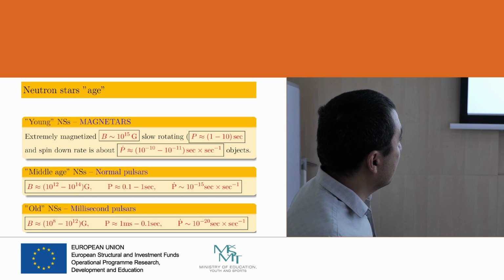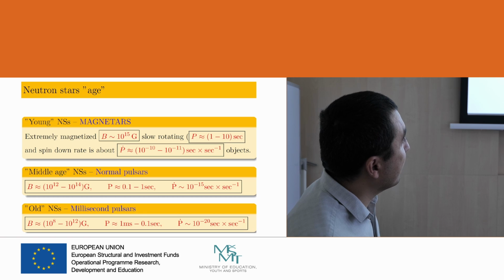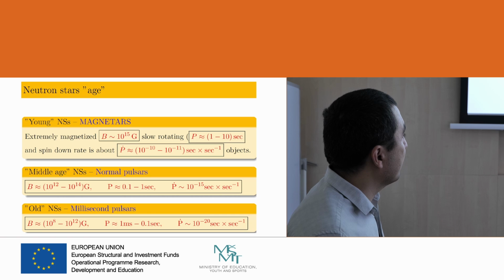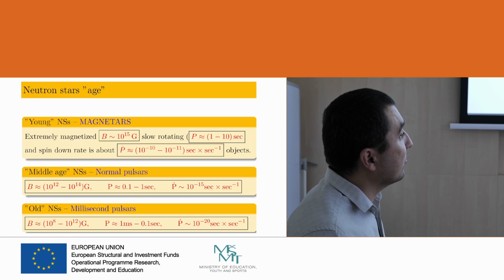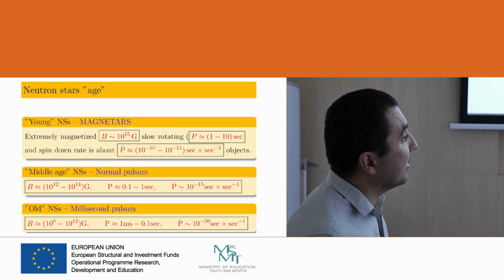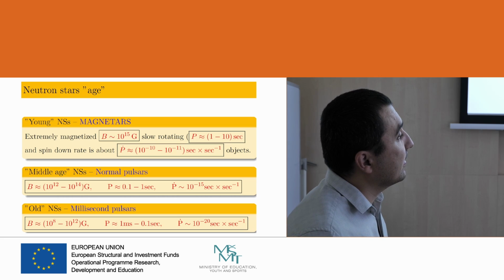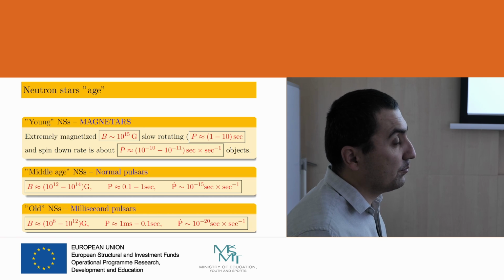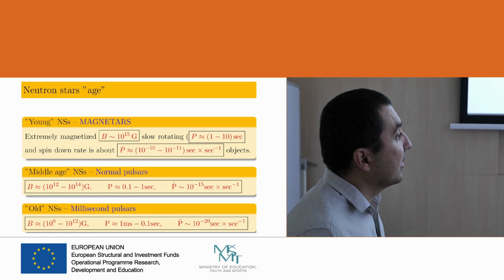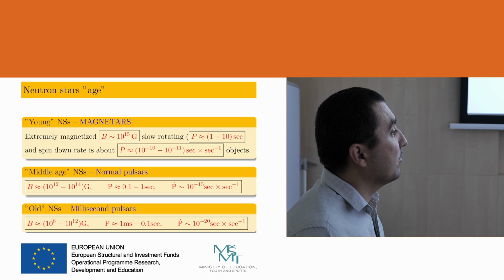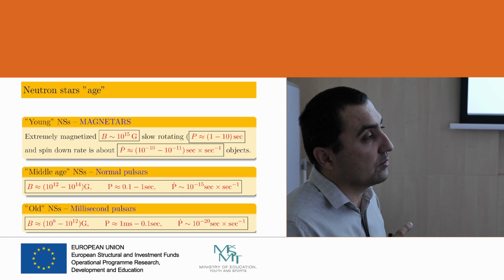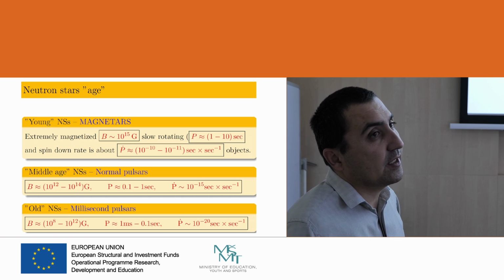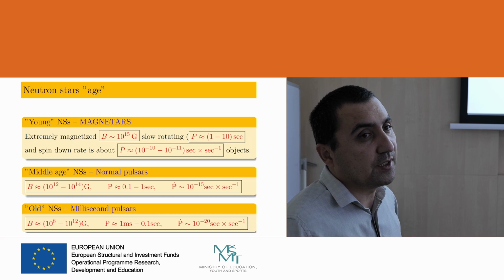Then there are the millisecond pulsars. The magnetic field is from 10^8 to 10^12 Gauss, and their periods are from 1 to 100 milliseconds. Their period derivative is about 10^-20. So from this point of view, these pulsars are known as very accurate clocks of the universe.